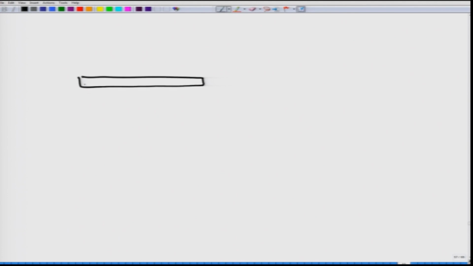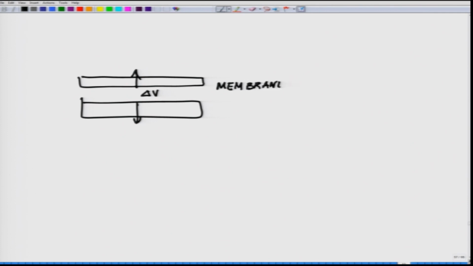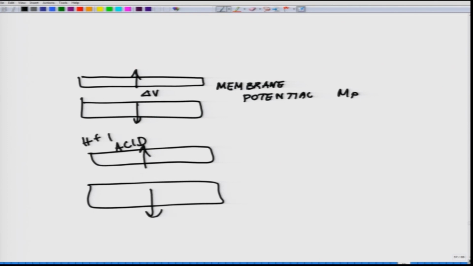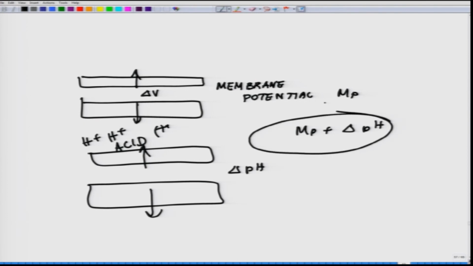Across it there is something called delta V, which is your proton motive force, or force due to membrane potential. There is a membrane potential, which can be represented by MP, and you have a pH potential across the mitochondria, because inside it is more acidic, because you have a lot of protons present there. This is a proton motive force which gives its delta pH. So, basically membrane potential plus delta pH are the two components of the electrochemical proton gradient.